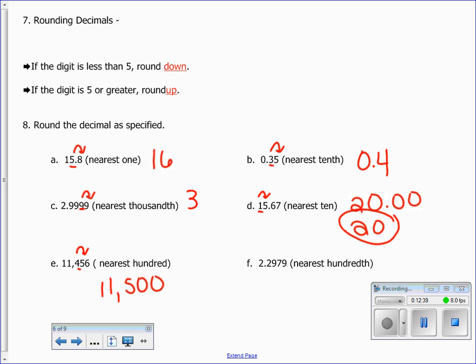And F, round to the nearest hundredths. Underline the hundredths place. Look next door. The 7 tells the 9 to round up. So you say, how do you round up? Well, let's look at a simpler problem. If you rounded up 29, 1 more would be 30, and your final answer would be 2.3.